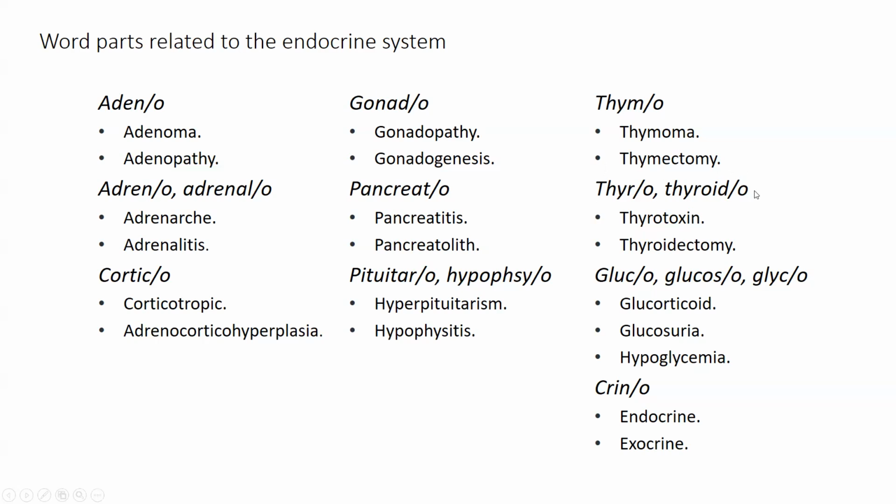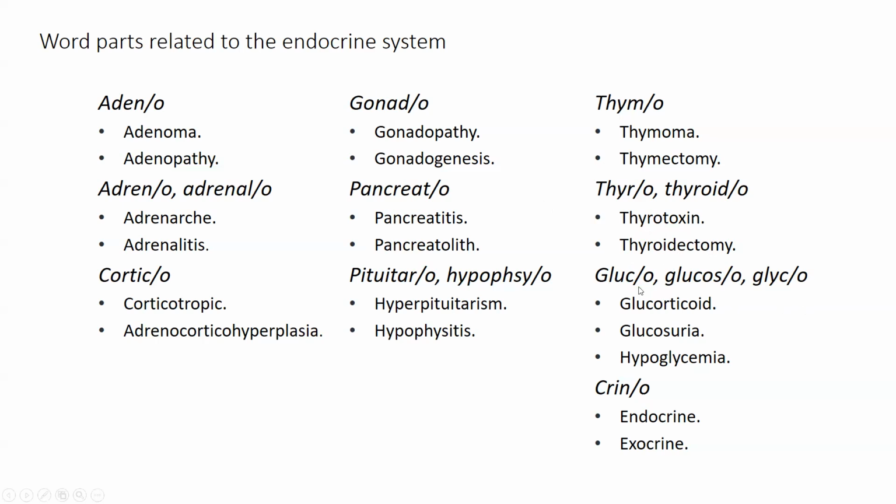Thyro and thyroido both refer to the thyroid gland. It has a couple different hormones that it secretes, one being thyroid hormone, which regulates your metabolic rate, and the other one being calcitonin, which regulates blood calcium levels. So thyrotoxin is any chemical that damages the thyroid. Thyroidectomy, of course, would be a removal of the thyroid gland.